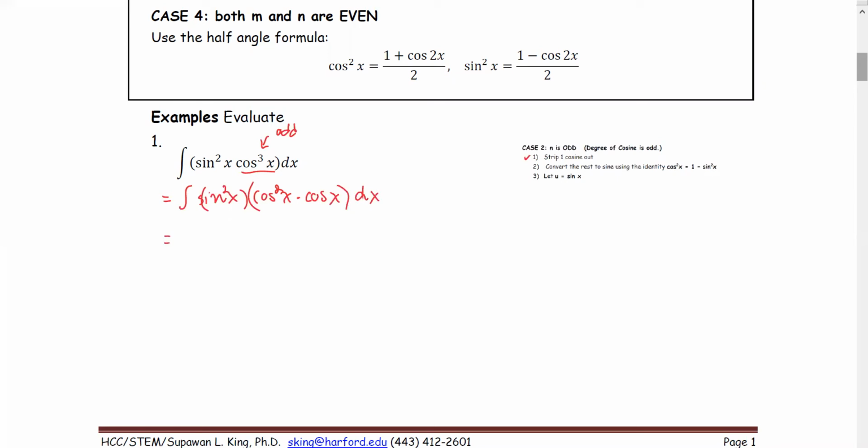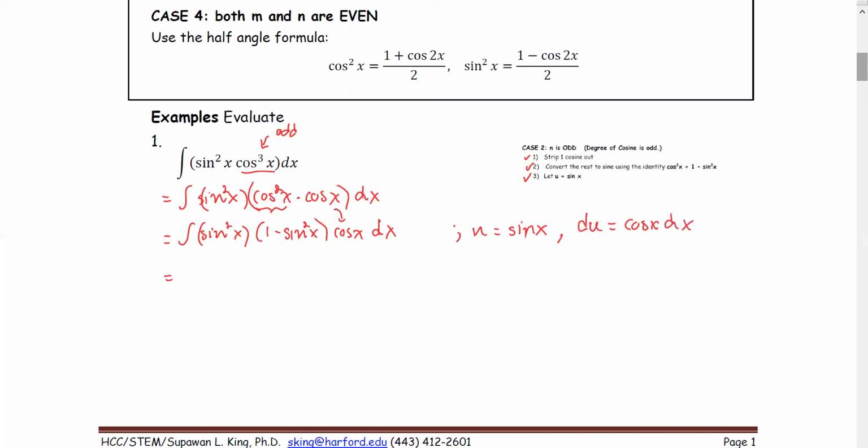Step number 2, we convert the rest to the sine term. That means the cosine square here will be replaced with the sine term, which is 1 minus sine square x, and then multiplied by the one that we just stripped out. And then step 3, we are going to let u be sine x. As u equals sine x, therefore, the du or the differential of u is cosine x dx.